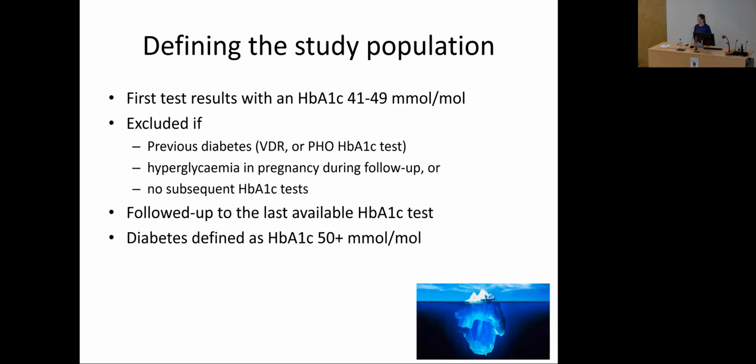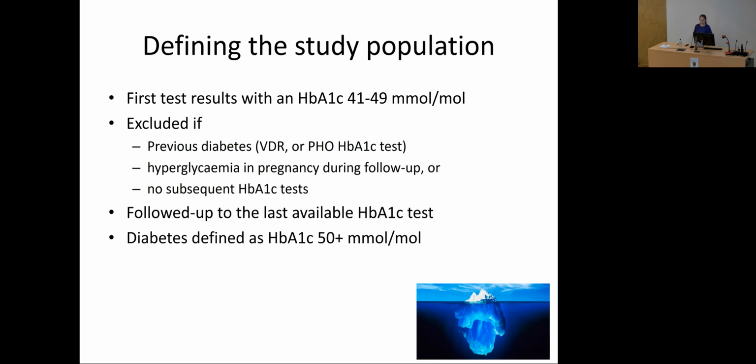The first step was to define the study population, often an important challenge when you're doing a project using the IDI. So for this one, we defined the study population as anyone in the PHO population that had a test result of HbA1c between 41 and 49 millimoles per mole. People were excluded if they'd had any HbA1c tests previously that were higher than that, which meant they're more in the diabetic range. And they're also excluded if they were on the VDR. So that's an algorithm to detect diabetes from health data sets.